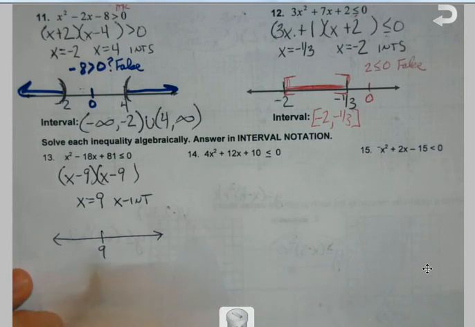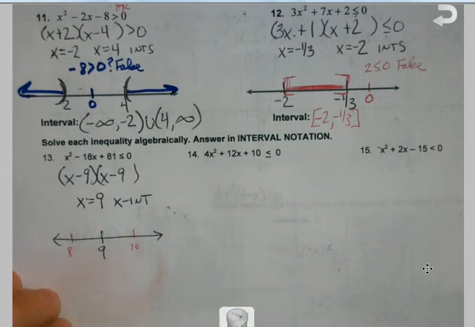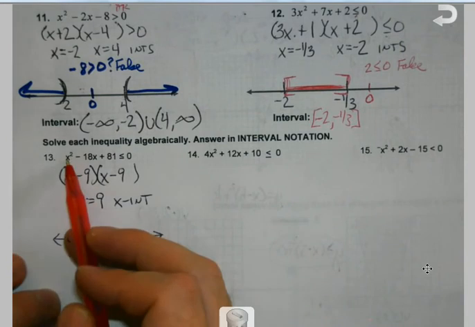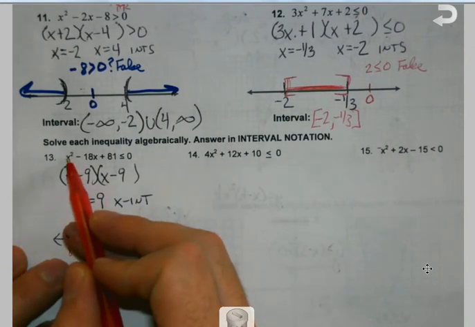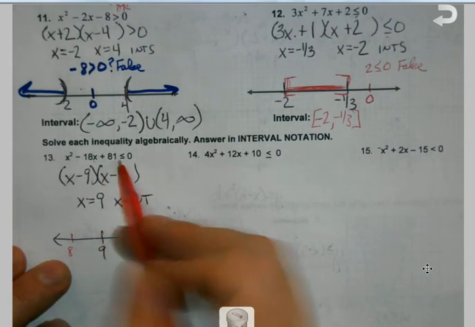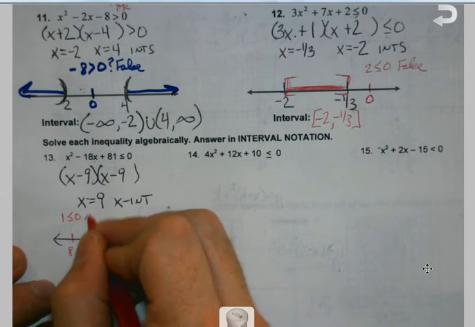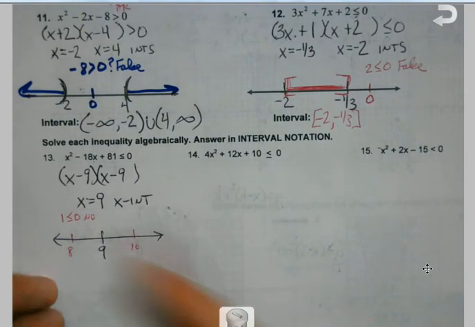So 9. There's no places to guess. There's nothing to look at. I mean, how's this going to work? Here's what you have to think about. If I were to test a point on each side, like 8 and 10, let's say. If I plug in 8, 64 minus 144 is negative 80. Plus 81 would be 1. Is 1 less than or equal to 0? No. So this side doesn't work.